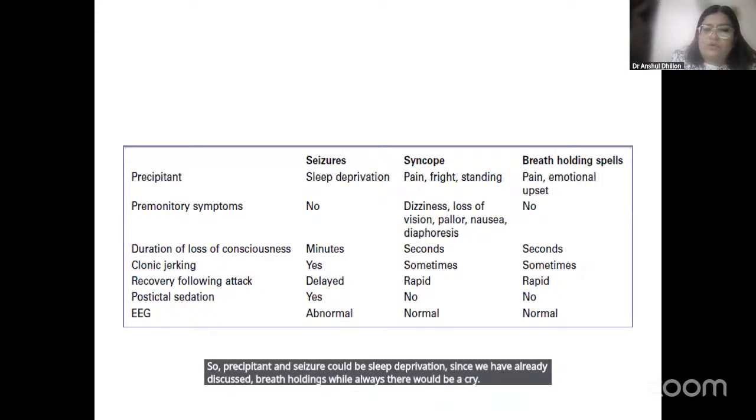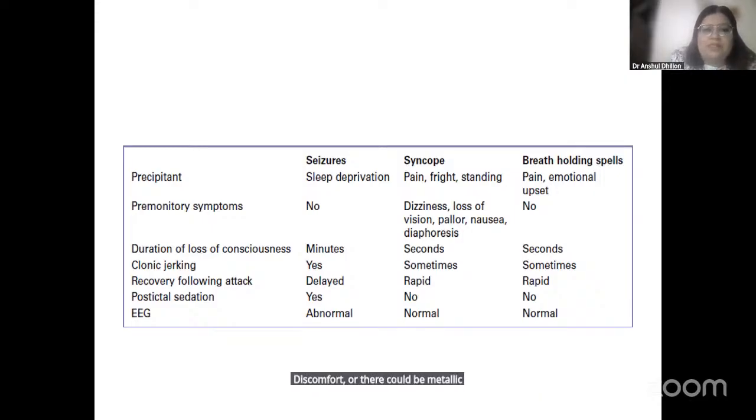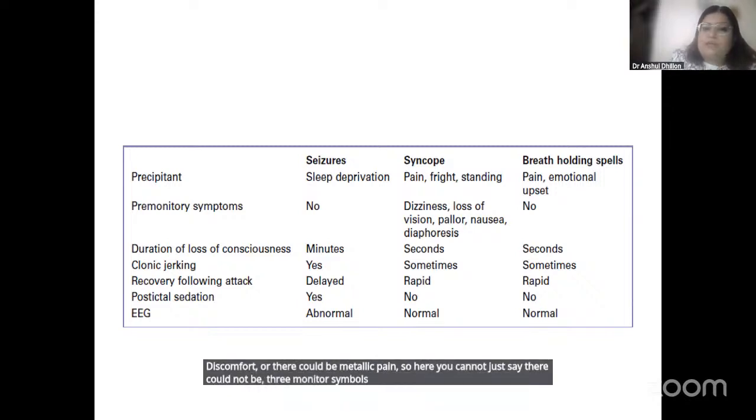Premonitory symptoms could be there in syncope. Of course, in seizures also there could be, but there is a very thin line. You have to see what premonitory symptoms were there, which we have already discussed in temporal lobe seizures. There could be epigastric discomfort, or there could be a metallic taste. So here you cannot just say there could not be premonitory symptoms. There can be. In syncope, dizziness, loss of vision, pallor, nausea, which we have already discussed.